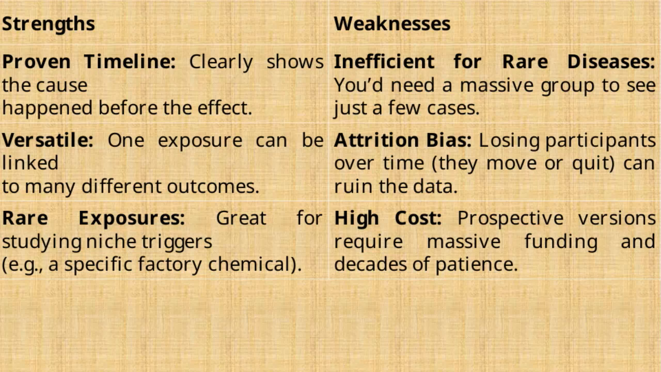Let's take a closer look at the strengths and weaknesses of this particular study design. First, one of the key strengths is the proven timeline. This approach clearly shows that the cause happens before the effect, which is crucial for establishing a potential cause-and-effect relationship. It helps us understand the sequence of events, making our findings more convincing. Another advantage is versatility. This method allows us to link one exposure to many different outcomes. So, if someone is exposed to a certain factor, we can observe multiple possible health effects, giving us a broader understanding of the potential impacts.